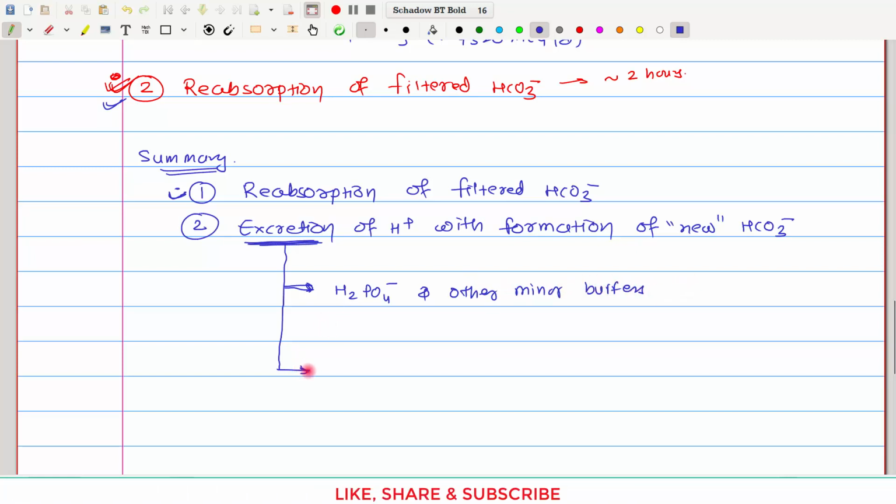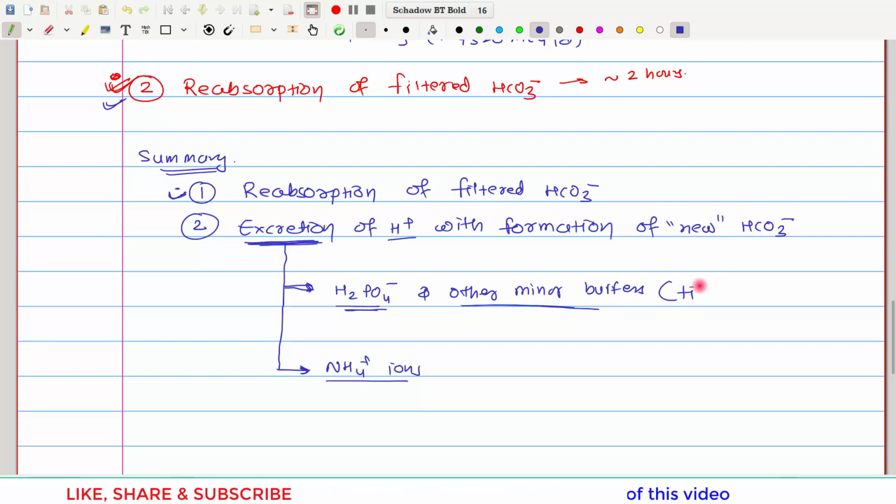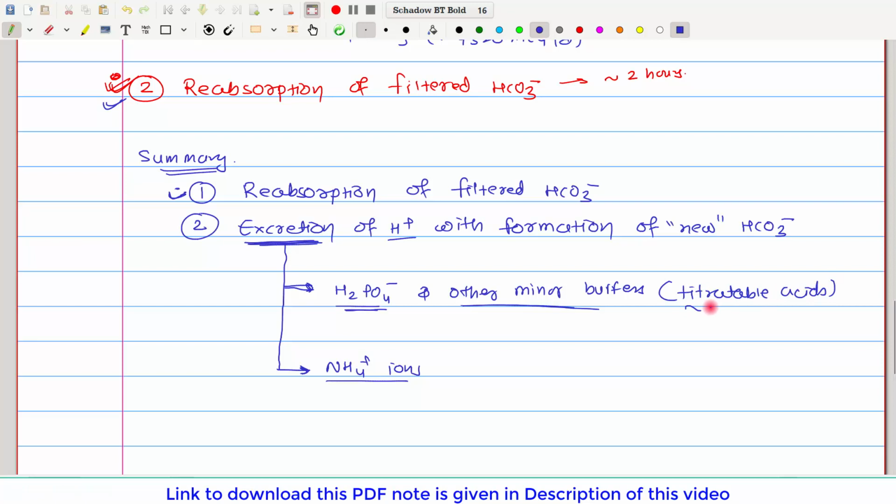And equally important, the second buffer mechanism is NH4 plus ions. So H plus gets excreted either in the form of H2PO4 minus and other minor buffers, or as ammonium ion buffers, right. Now this H2PO4 minus and other minor buffers are also called titratable acids. Why they are called titratable acids is a subject for the next couple of videos. In the next couple of videos I will discuss both mechanisms in detail.